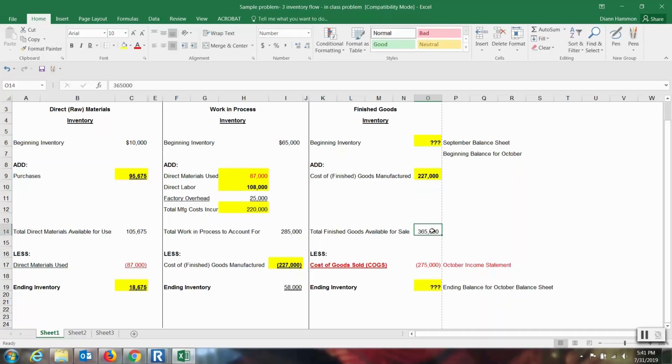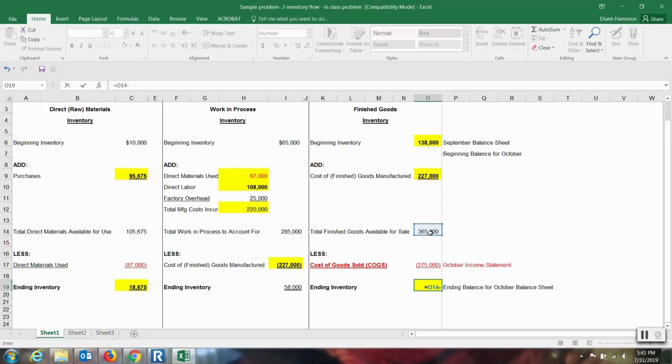$227,000. I know my total goods available for sale are $365,000. So my beginning balance has to be equal to the total minus the amount that I added in or transferred over. So $138,000 was the beginning balance for finished goods. Now some goods have been sold. These are the cost of the goods sold that will make their way to the income statement. So we need to know what's left.